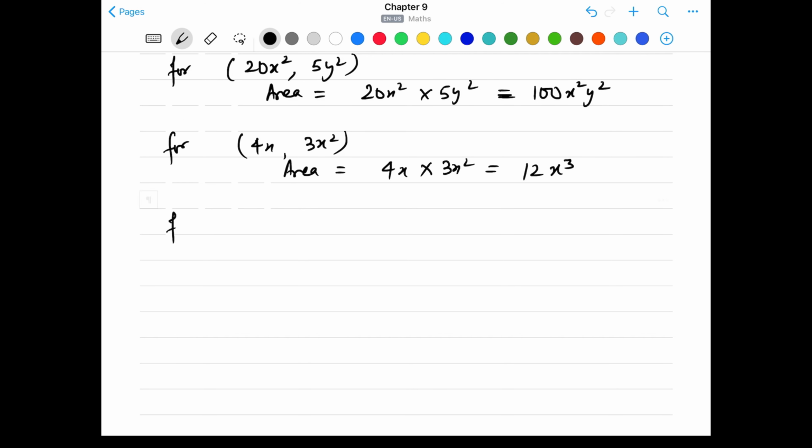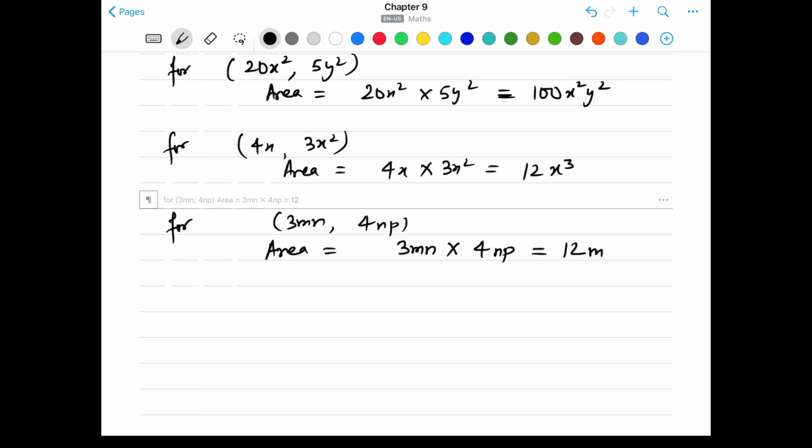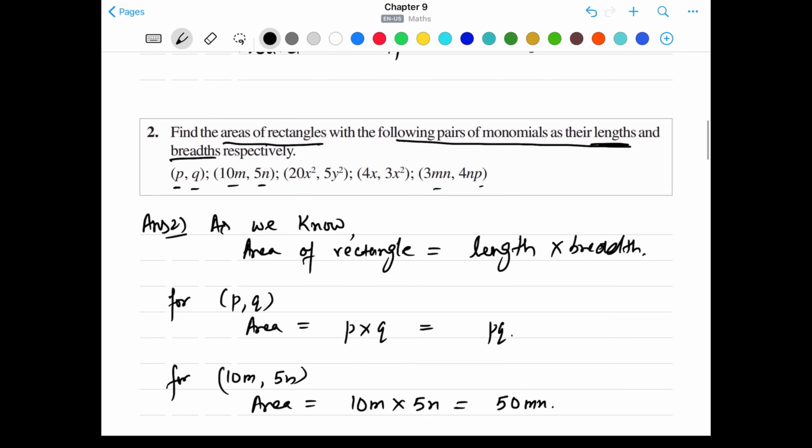And the last one is for 3mn and 4np, here length is 3mn and breadth is 4np. So the area here will be 3mn into 4np. When you multiply the two, you will get 3 into 4 is 12, we have m, and both sides we have n, so this will become n square, then we have p. So the result is 12mn square p. That's the answer for question number 2 of exercise 9.2.